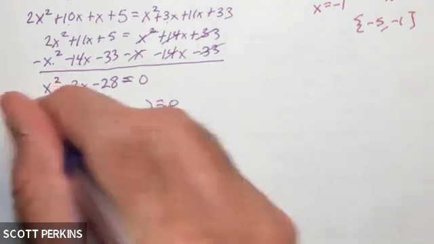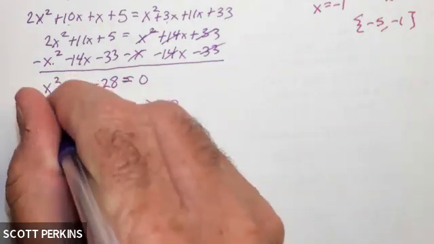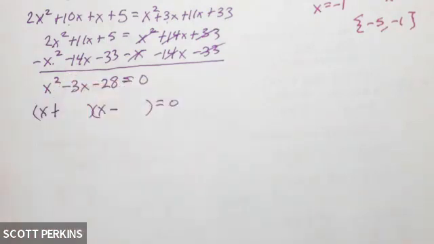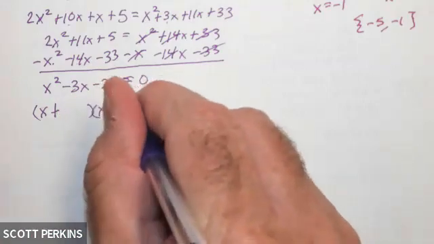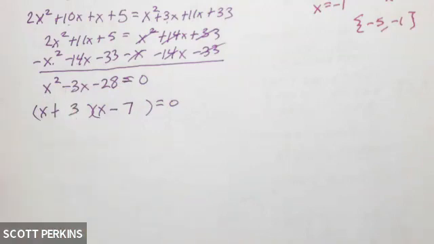X squared is x and x. The negative 28 tells me my signs are different, so plus 1 minus the other. The factors of 28 that are 3 apart are going to be 7 and 4. I've made the 7 negative because they have to add up to negative 3.